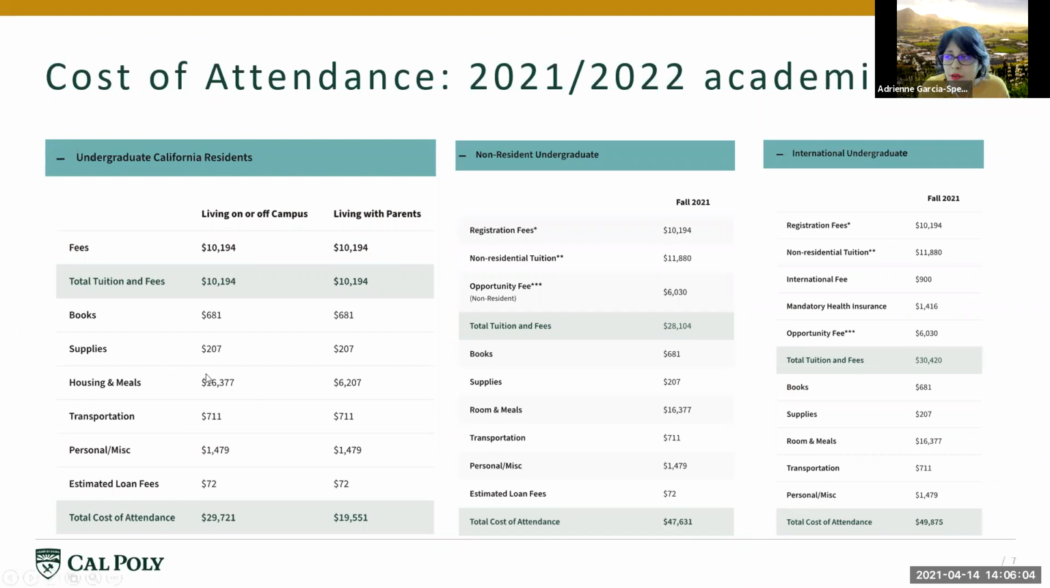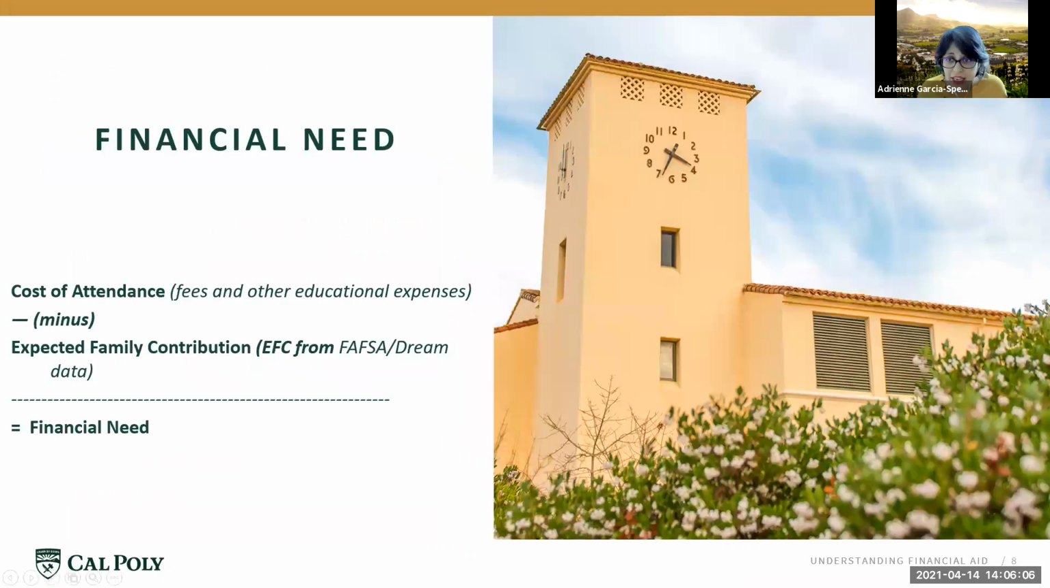To determine your financial aid, we first need to determine your need for financial aid purposes. To get this financial need, we use a financial aid formula where we take the cost of attendance, the number you saw on the previous screen for our institution, and subtract the expected family contribution number from the FAFSA or California Dream Act application. That gives us financial need. This financial need helps us determine what type of aid you may be eligible for.